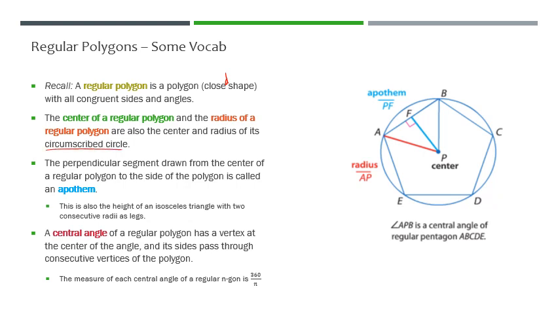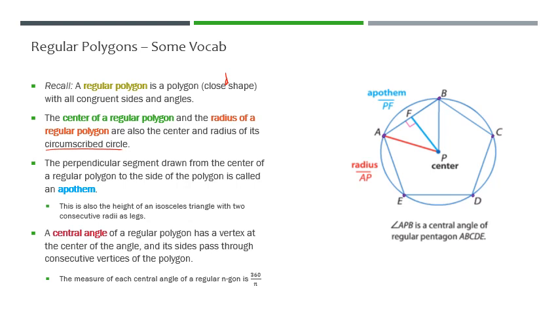So the circumscribed circle, again, this is a reminder from last chapter, means the circle is touching all of the vertices of the shape. So you'll notice here that points A, B, C, D, and E, all of the vertices of this pentagon, they're all on the circle itself. So we would say that circle P is circumscribing this pentagon ABCDE.